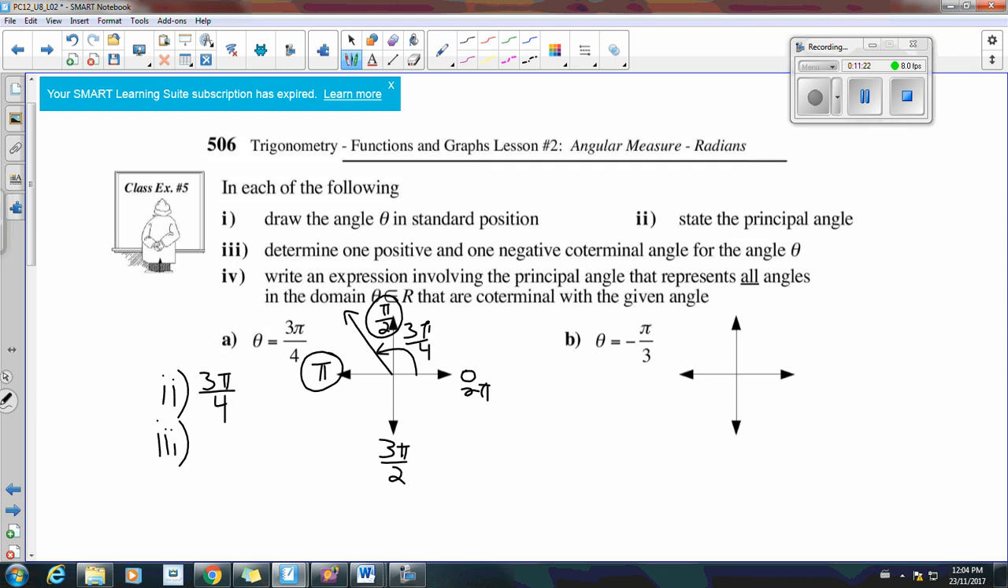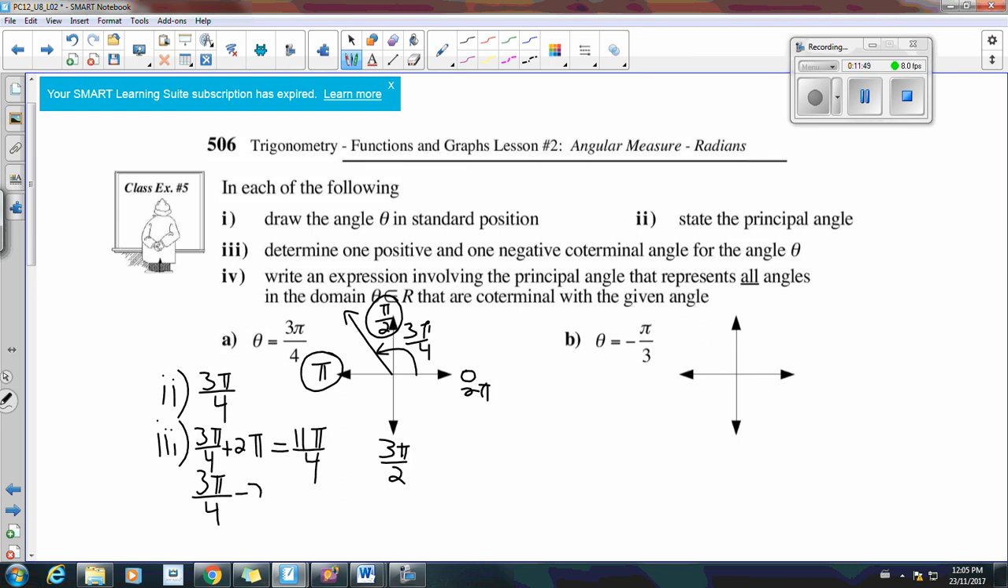3, determine one positive and one negative coterminal angle. Well, to find a positive coterminal angle, we can just add 2 pi to it. How do you do this? If you're using your calculator to add the fractions, you can just type in 3 over 4 plus 2 and stick the pi back in afterwards. So 3 over 4 plus 2 is 11 over 4. So this must be 11 pi over 4.